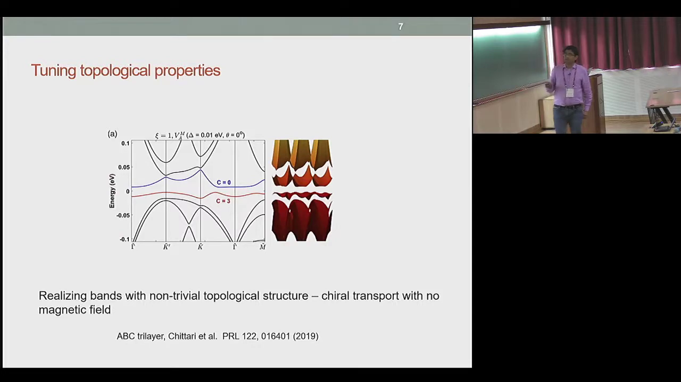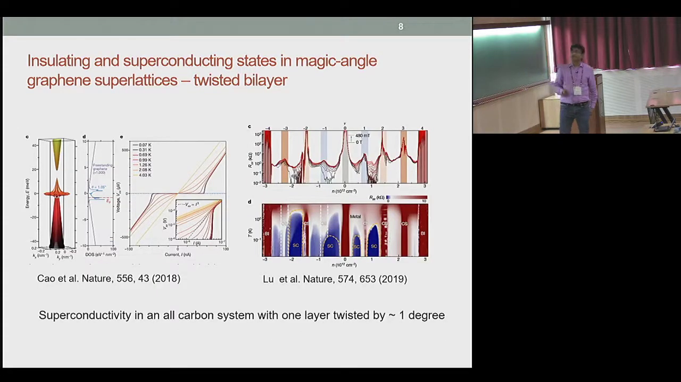Of course, there have been lots of proposals and very nice experimental results in the last, I would say, 5 to 6 months, where few layers of graphene and also twisted bilayer are involved. I'll just give you one example. This was a theory proposal where you have an ABC trilayer, and you can realize some non-trivial Chern bands in the system. And I think some version of this has already been experimentally observed.